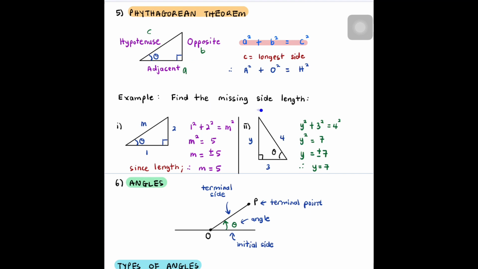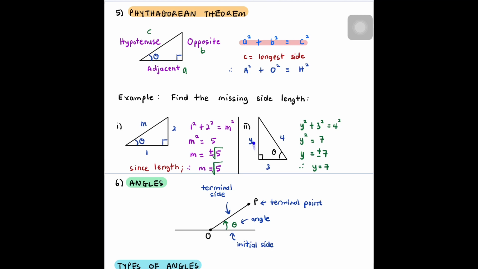Okay, let's say you have the missing side length. For example, M here is unknown. You have only 1 and 2, the adjacent and also the opposite side. So how to find M? Just use this formula. 1 squared plus 2 squared is equivalent to hypotenuse squared, which is M squared. So M squared, you know, is equivalent to 5. So M is plus minus square root of 5. And then this is the length, so we choose only the positive answer. So M is equivalent to square root of 5.